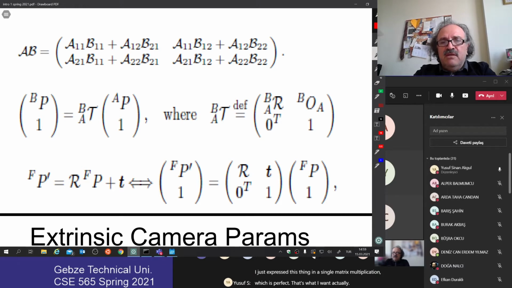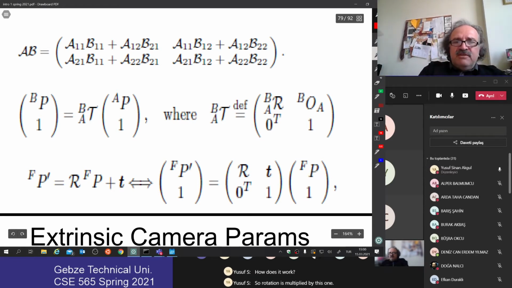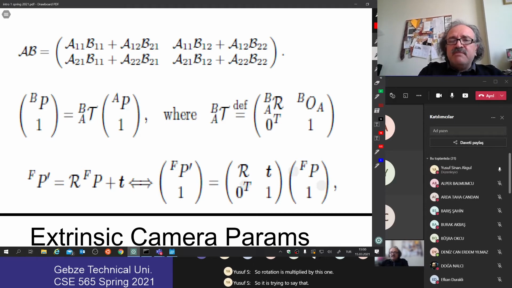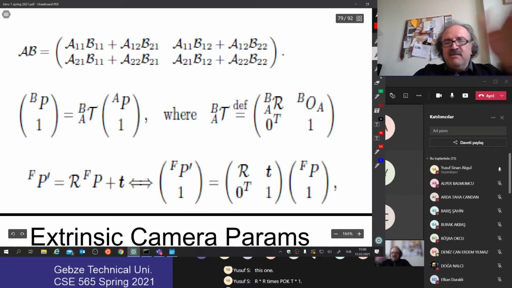That's what I want, actually. So how does this happen? It happens like that: rotation, translation, 1 and 0. How does it work? So rotation is multiplied by this one. If you do this multiplication, this is what you get, and it's the same as this one: R times P, T times 1, and if you add them together, you would get the P prime.